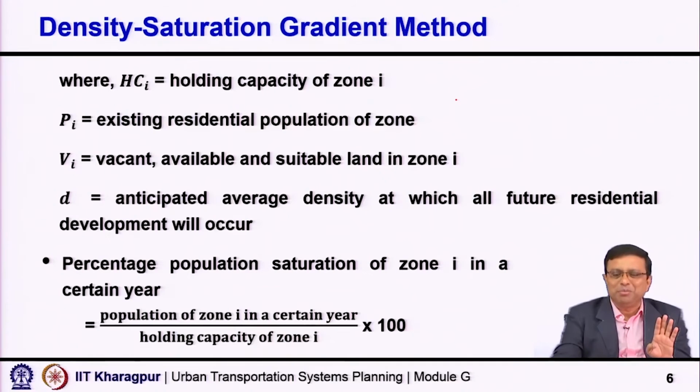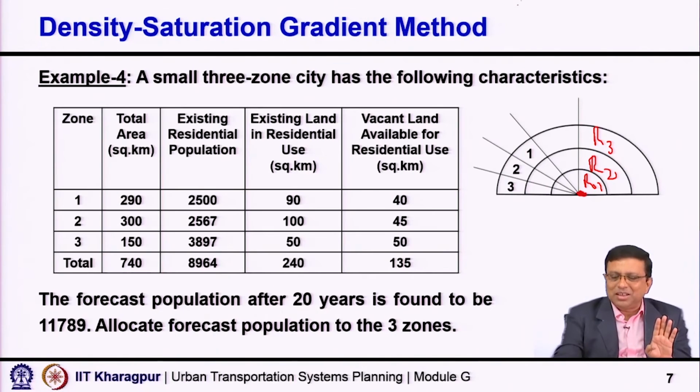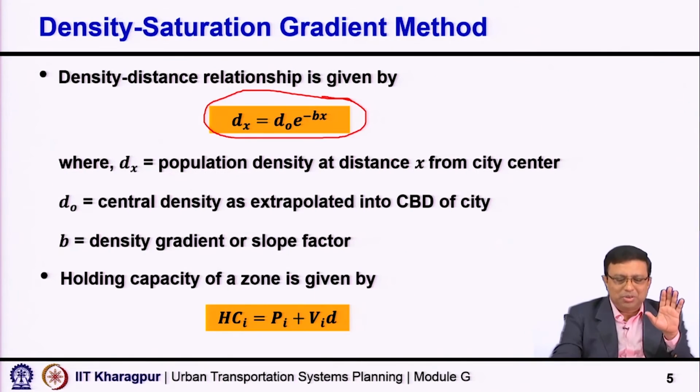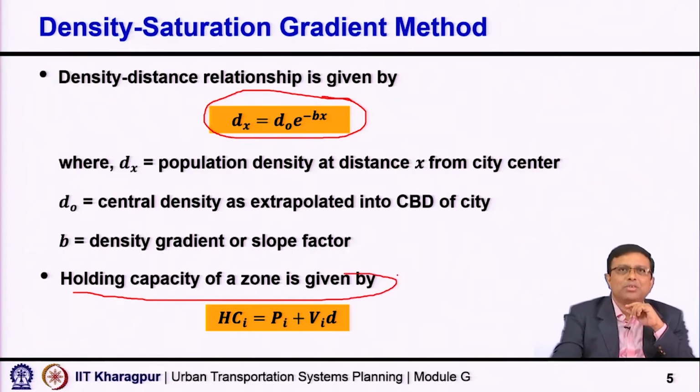They are not applicable because we are considering that all these 3 zones, you can see this is zone 1, zone 2 and zone 3, are all in ring 3. So, they are all at an equal distance from the CBD, and CBD is this one. So, that equation we are not going to apply, but we are going to show you the simple application of this holding capacity part.